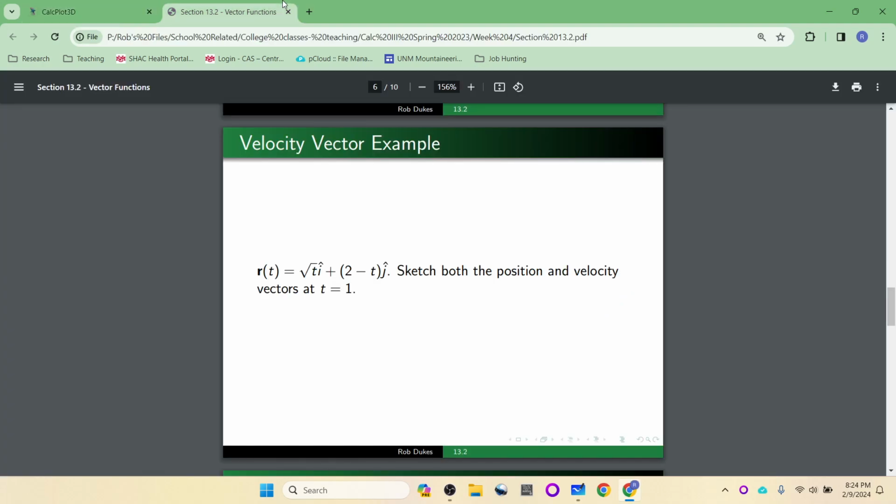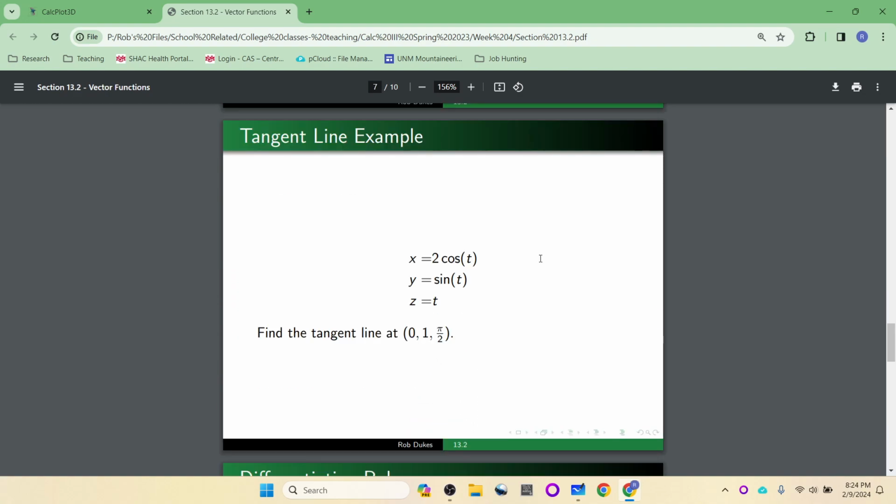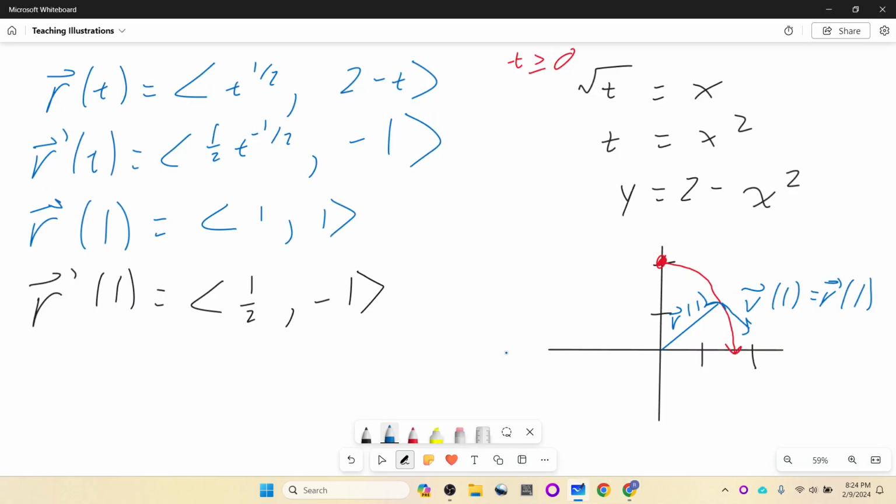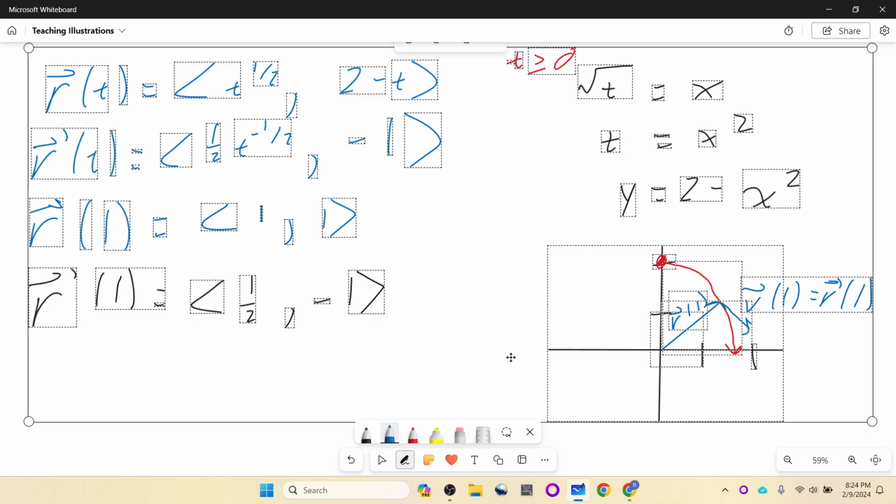So, sketching is something we do a lot of in here. But hopefully it won't be too hard. Now let's say I want you to find a tangent line. Well, if you remember we've talked about with the equation of a line, there's always two things you need. You need a velocity vector and a starting point. Well, they give us a starting point, 0, 1, pi halves. So we just need the velocity vector.